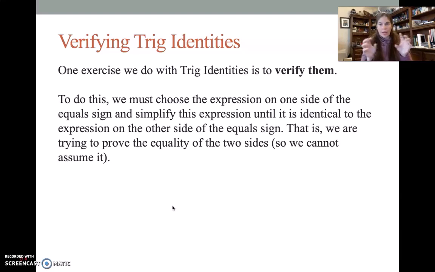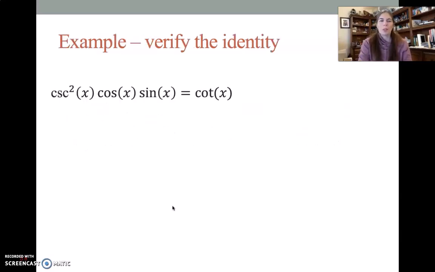You can't work from both sides. You can't like add 5 to both sides, which sometimes people are tempted to do. Instead, you are just working with one side and you try and just manipulate it until it looks like the other. Oftentimes, I will pick the side that looks more complicated because it's easier to take something messy and make it look more simple, as opposed to taking something simple and making it look bigger. So we'll take a look.